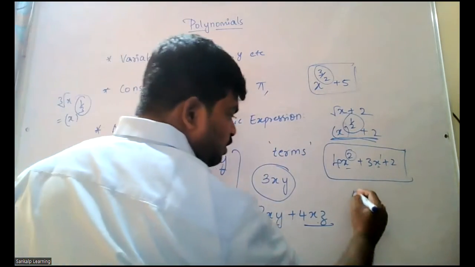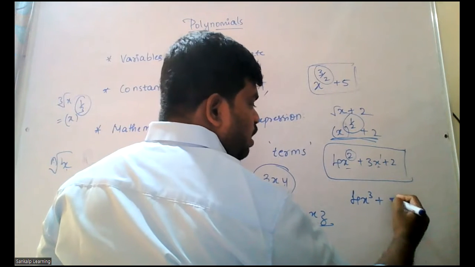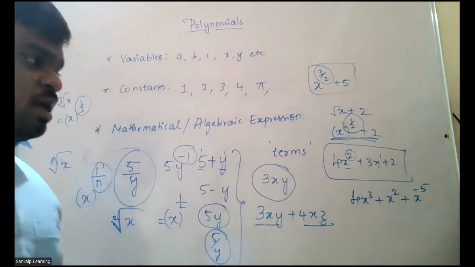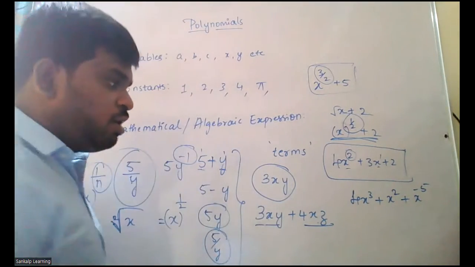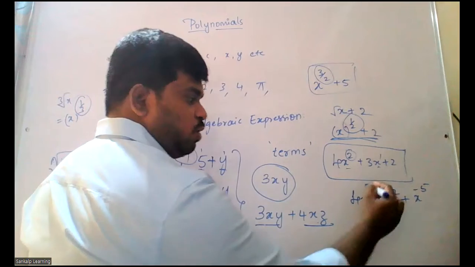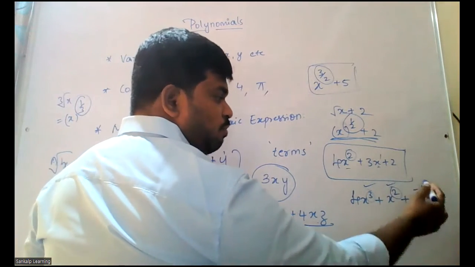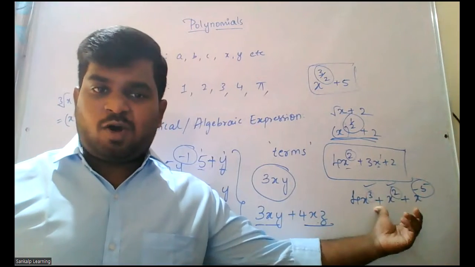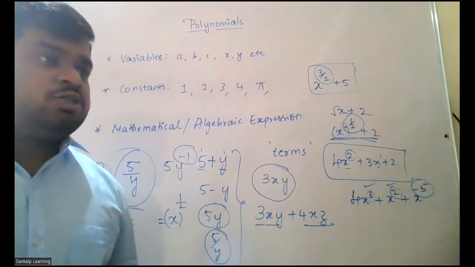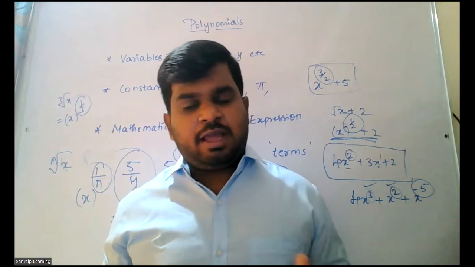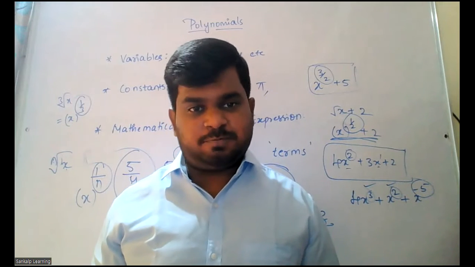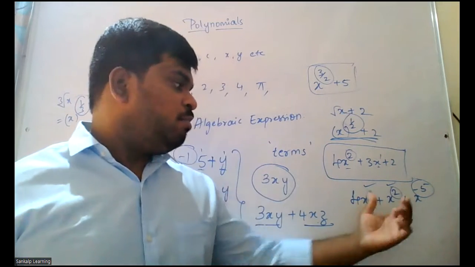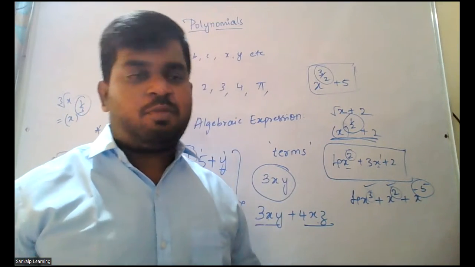Let's take another example. 4x cube, x square plus x to the power of minus 5. Is this a polynomial? Let's check it out. What is the power of this variable? 3. It's a whole number. Power of this variable, whole number. But here you have got a negative number, isn't it? Therefore, this is not a polynomial, but we call this an algebraic expression. So in other words, every polynomial is an algebraic expression. But the reverse is not true. Every algebraic expression cannot be a polynomial, because this is an algebraic expression, but it is not a polynomial.